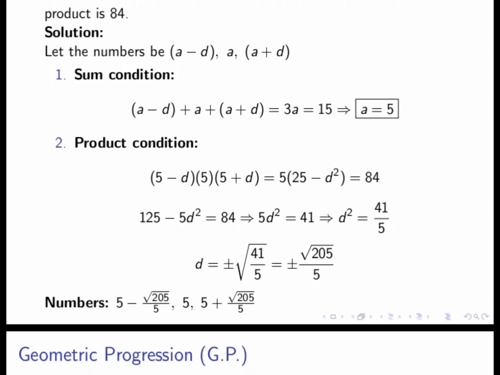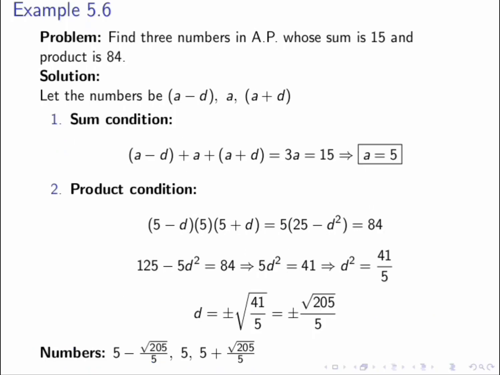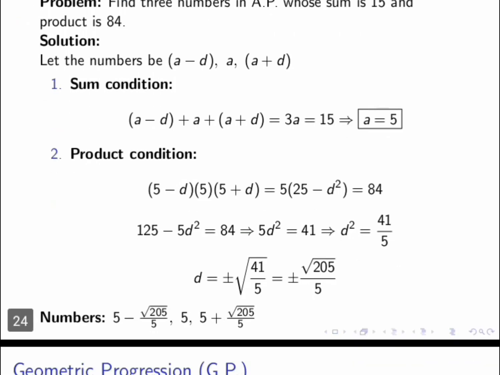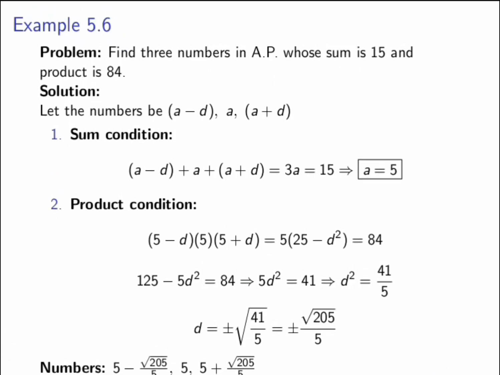So by introducing the value for a back to what we already have initially, we are going to take the product, right? Because they told us that the sum is 15 and their product is 84. We've added everything together and we have 15. Now we are going to multiply it. By multiplication, we already have 5, so we have 5 minus d multiplied by 5 plus d. And by simplification, we have 125 minus 5d squared is equal to 84.